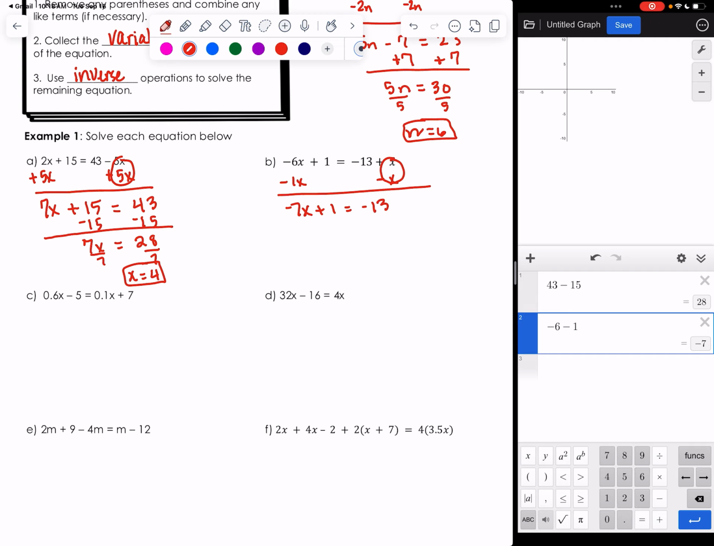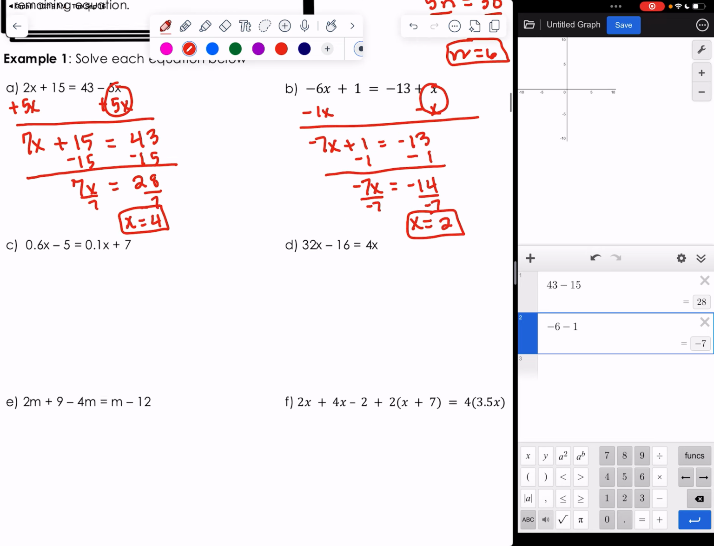We have negative 7 times x plus 1. So if we do the opposite, we'll subtract the 1 and then divide by negative 7. So negative 7x would equal negative 13 minus 1 is negative 14, and then divide by negative 7. So x equals, a negative 14 divided by negative 7 would be positive 2.